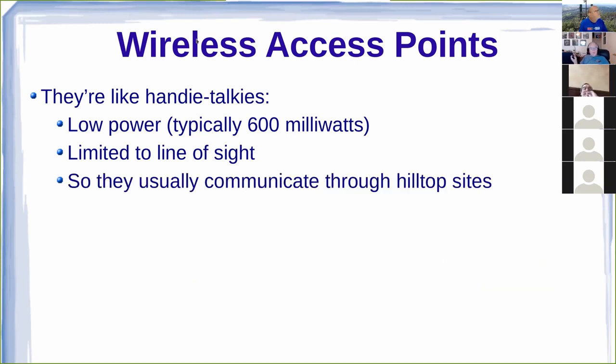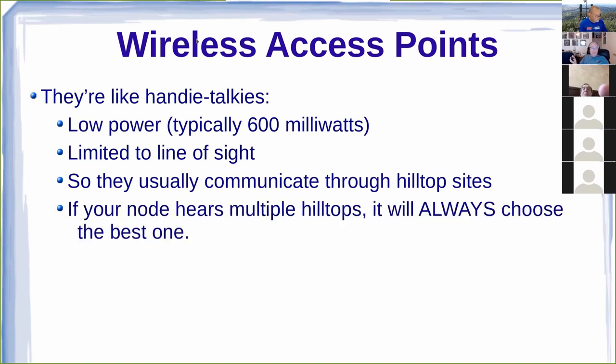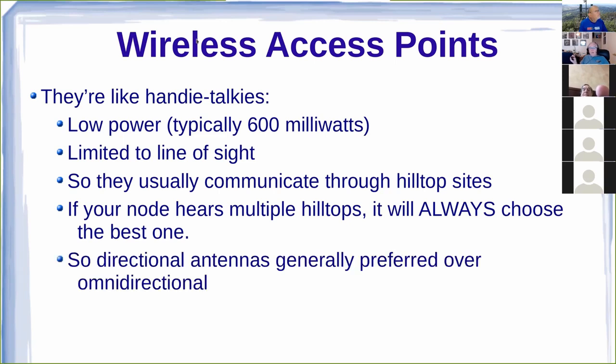As a result, you almost always talk to a high-level site. Could be a hilltop, a water tower, a mountaintop. And because of the routing software, even if your node hears multiple nodes, it will always go through the best route. So there's no point in picking an omnidirectional antenna. You might as well focus all your gain in one direction with a directional antenna.